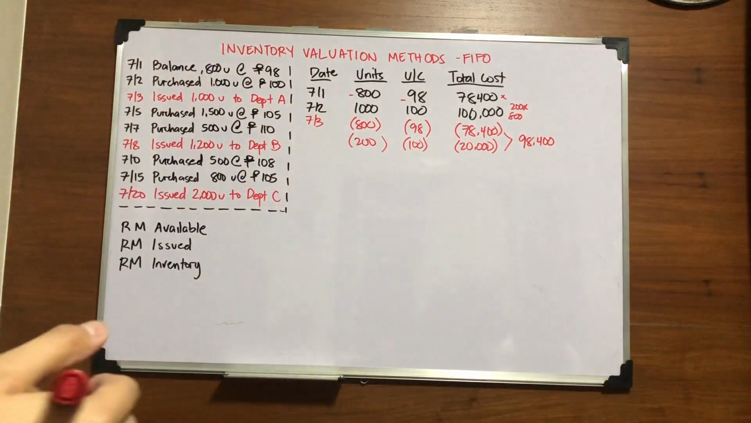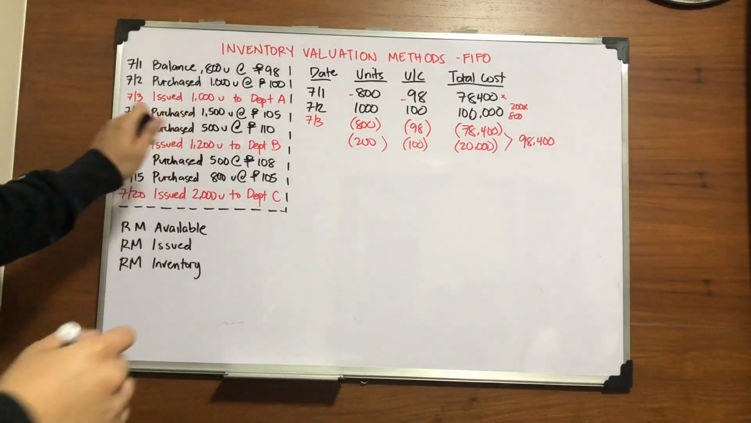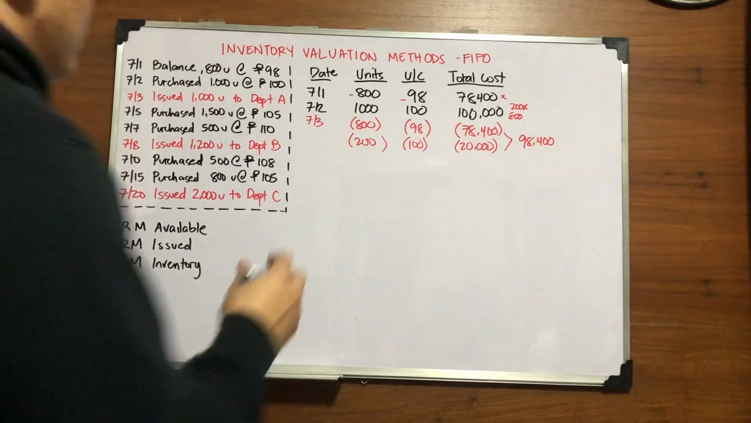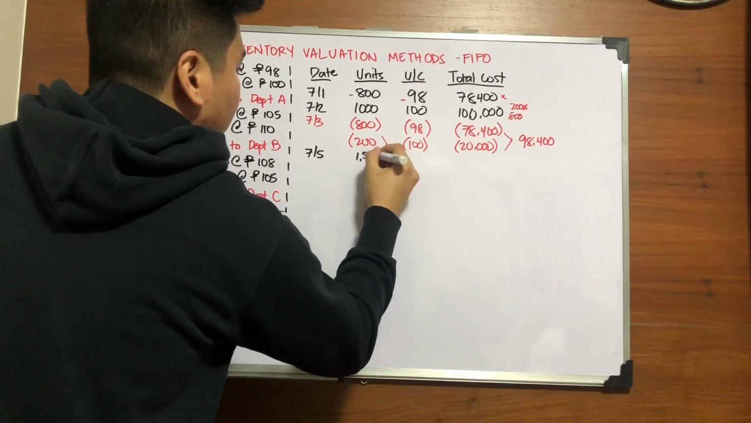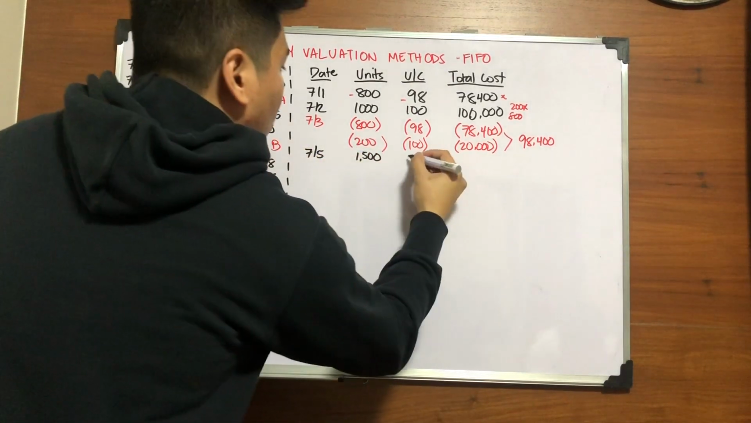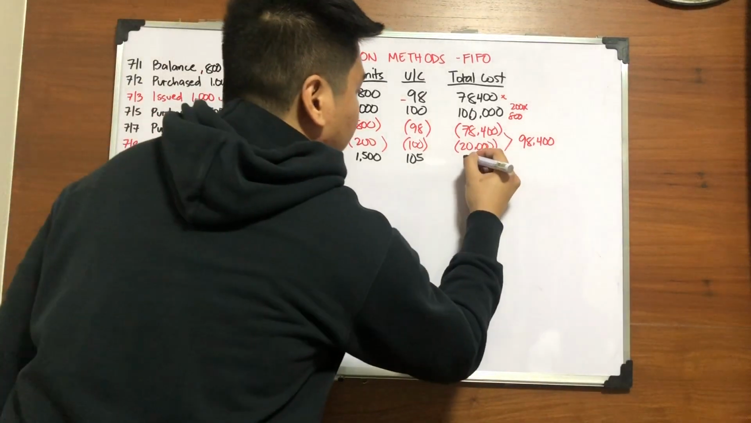Next, on July 5, I had the transaction of purchasing 1,500 units at 105 pesos per unit. So I simply have to multiply the units purchased times the unit cost. For July 5, we put here 1,500 units multiplied by 105. That would give me 157,500.